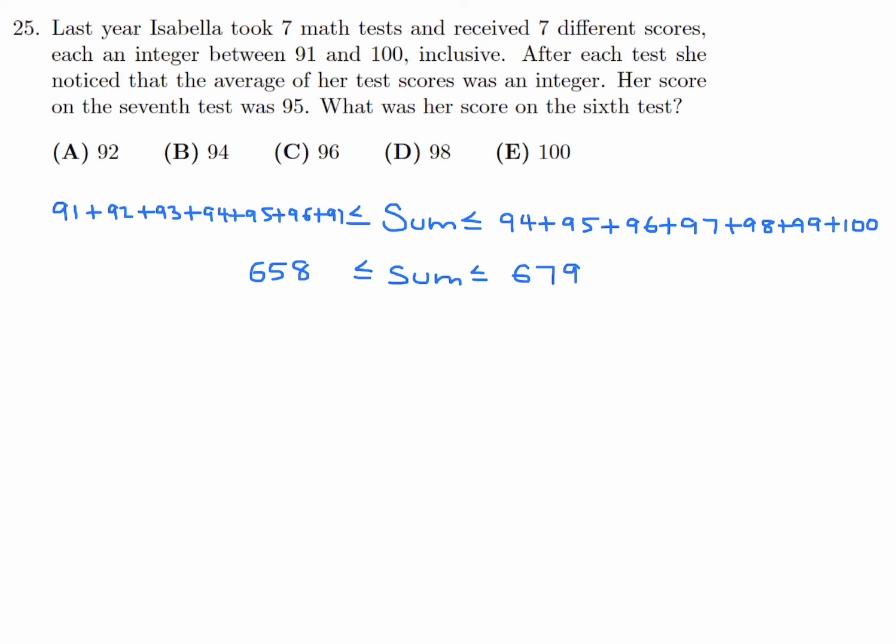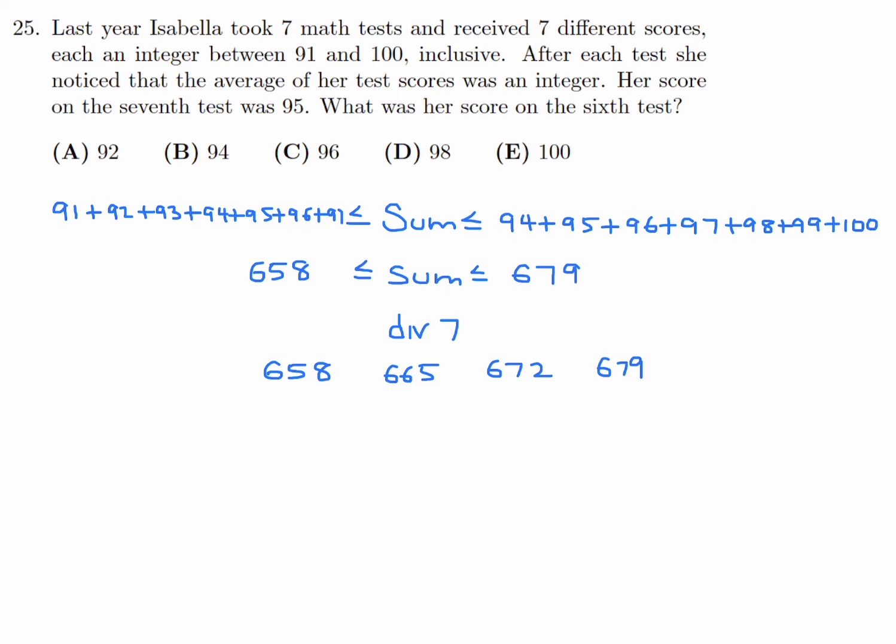And this sum must be divisible by 7 because remember, when you take the average, it has to be an integer. So if you take the average of 7 numbers and you divide by 7, the sum has to be divisible by 7 in order to give an integer. That's why we know that this sum has to be divisible by 7. Well, the only numbers in this range that are divisible by 7 are 658, 665, 672, and 679. Okay, so we narrowed it down to 4.